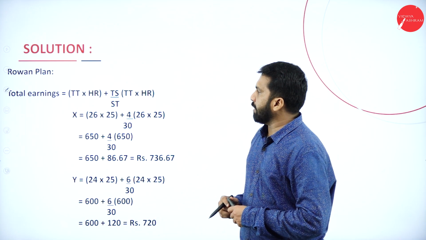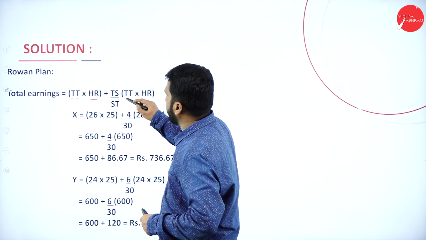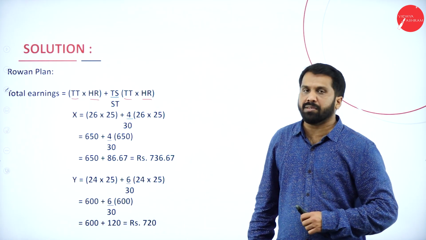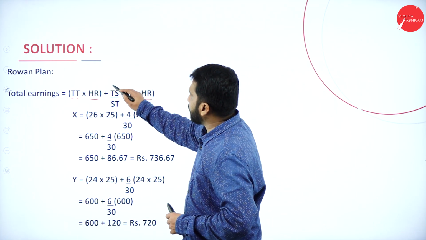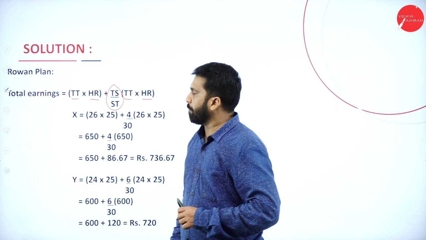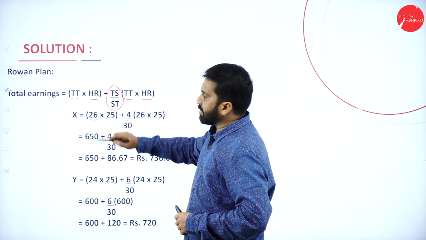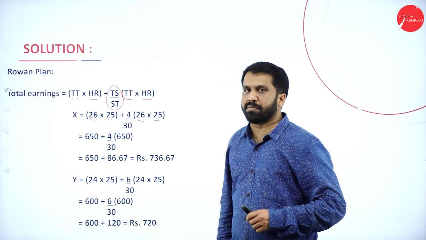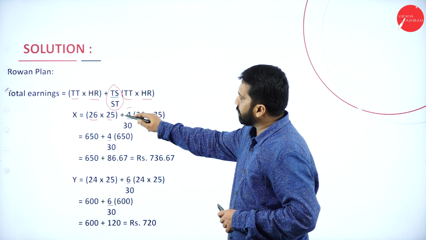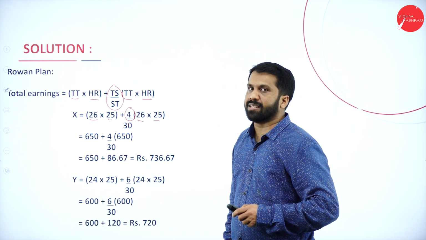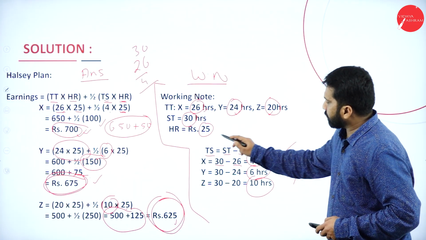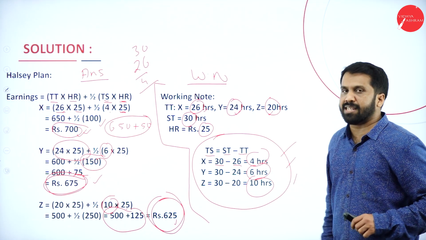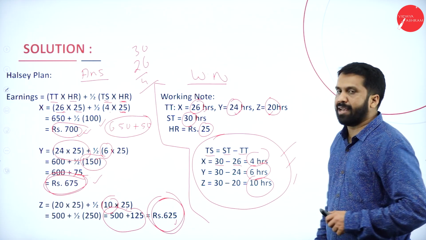Now total earning, like time taken into hourly rate, along with that, time saved and standard time. Now, you know he has taken 26 hours and he will be paid 25 rupees per hour. 26 hours, 25 rupees per hour. Easy. What is the time saved? First person he has saved 4 hours. How come you get this? I'll show you. We have done, these are the calculation. First person has saved 4 hours, second person has saved 6 hours, and the last person he has saved 10 hours.